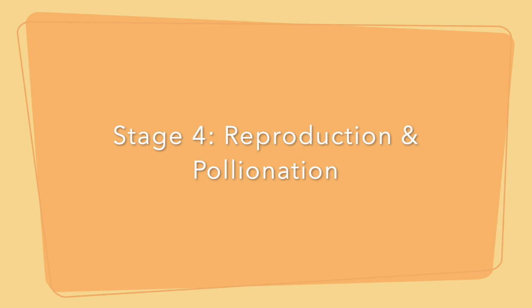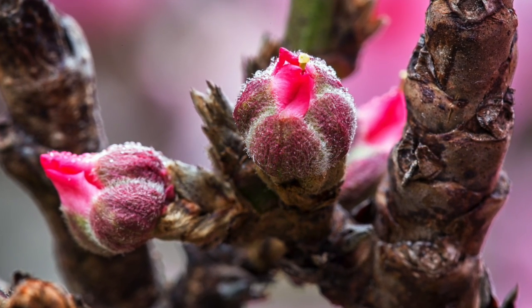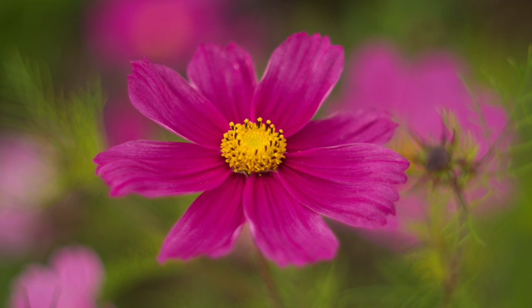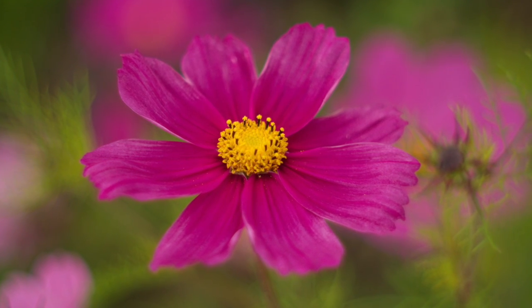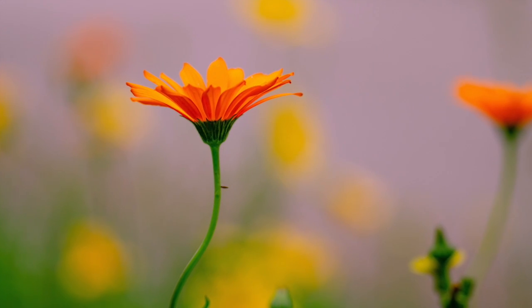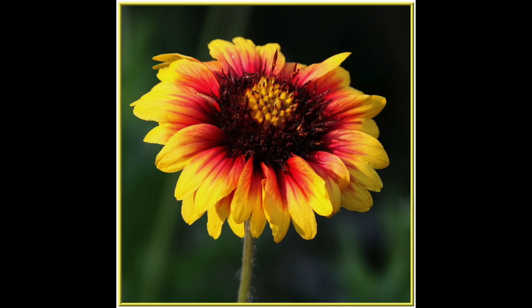The next step after growth is reproduction. Inside the bud, a tiny but complete flower will form. Over time, the bud opens and blossoms into a mature flower. The flower is the sexually reproductive part of the plant. The petals of the flower are often very noticeable, brightly colored, and strongly scented in order to attract pollinators.